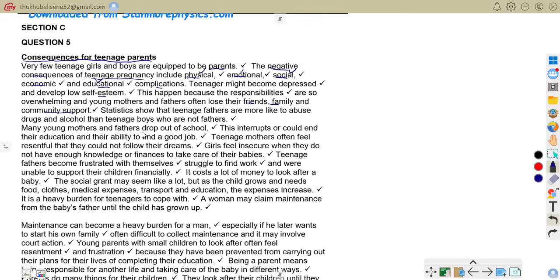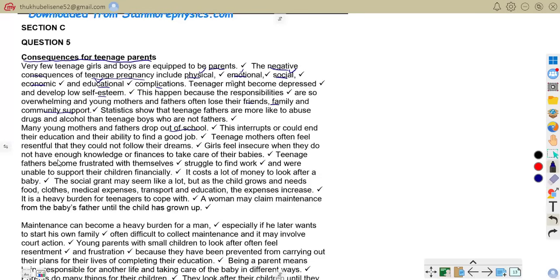Many young mothers and fathers drop out of school. That is a consequence of teenage parenting. Now they have to drop out of school, meaning they are no longer going to realize their dreams. This interrupts or could end their education and their ability to find a good job.